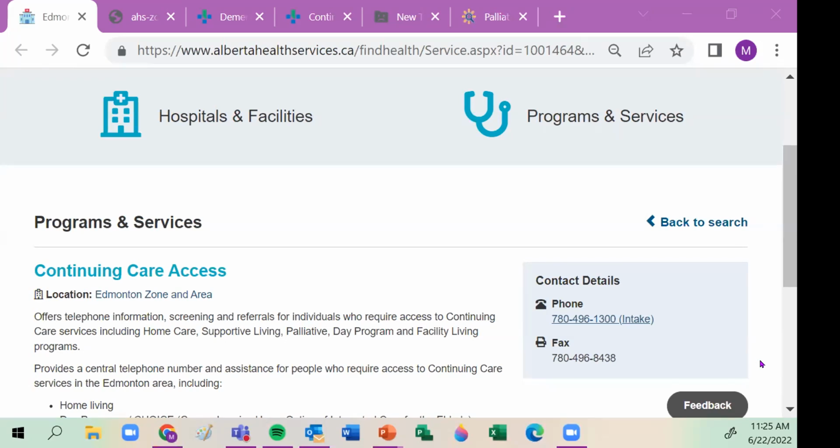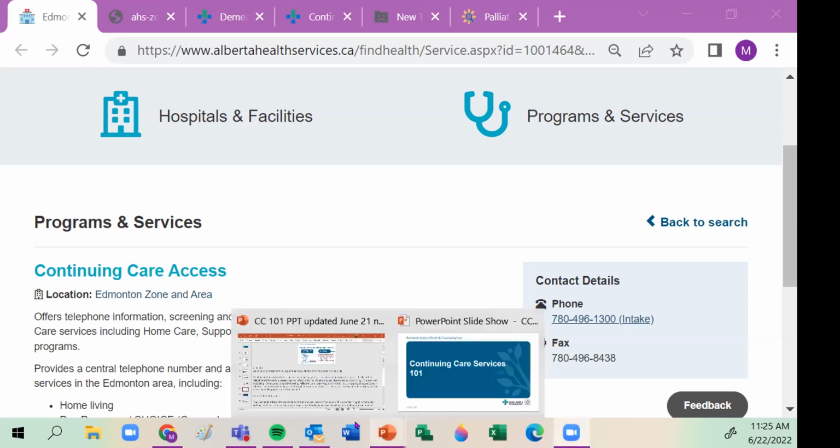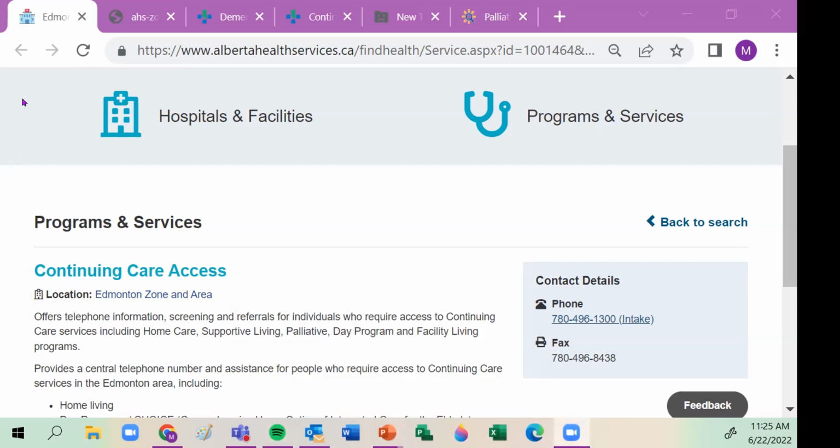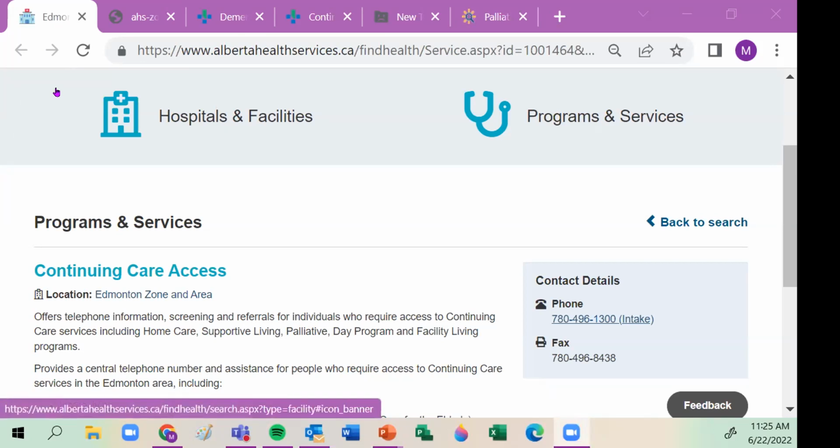The line offers telephone information, screening, and referrals for individuals who require access to continuing care services, including home care, supportive living, palliative care, day program, and facility living program. Anyone in Alberta can access continuing care through the coordinated access line by dialing the number designated to each zone. We also like you to know that no physician referral is required. Anybody can call this line and get the help that they need.